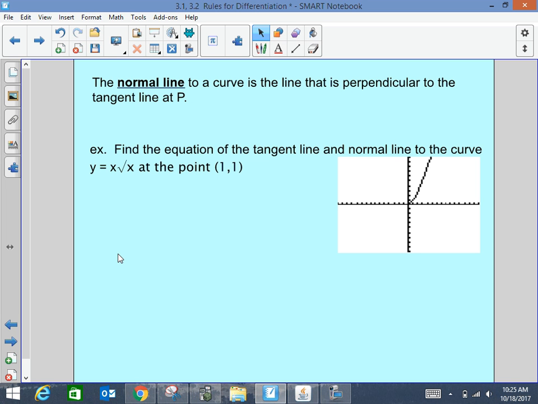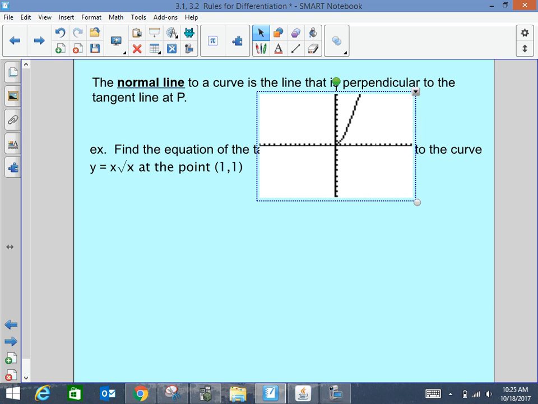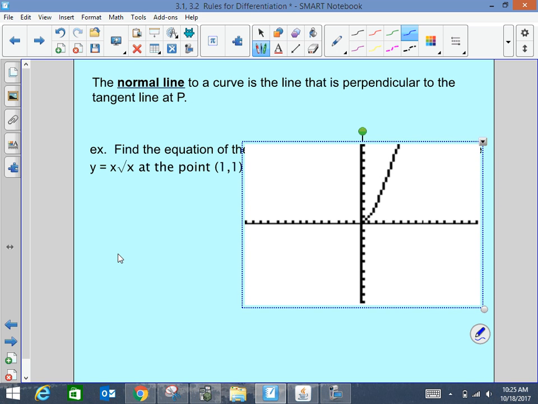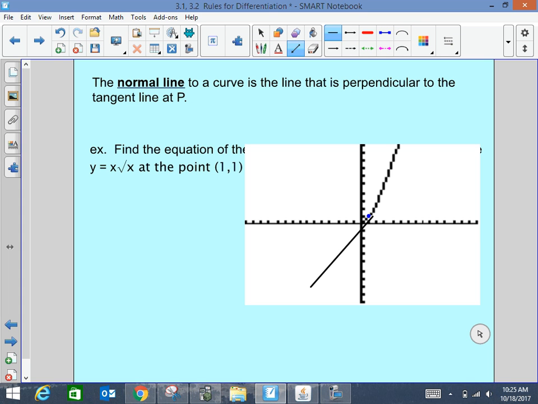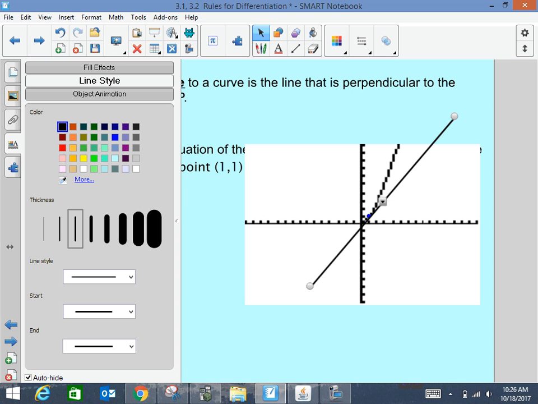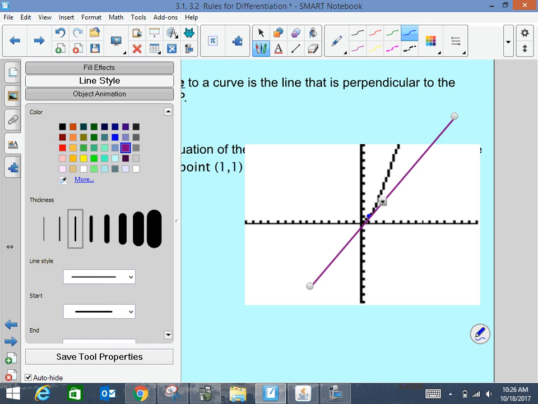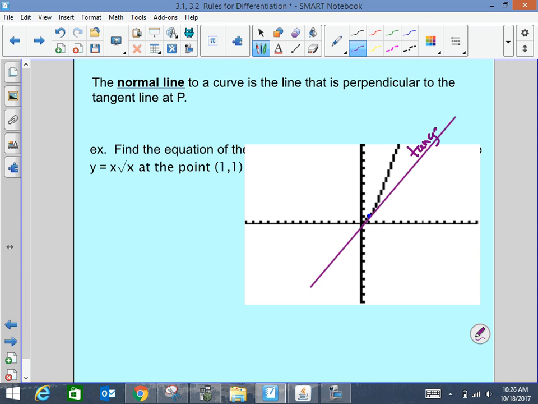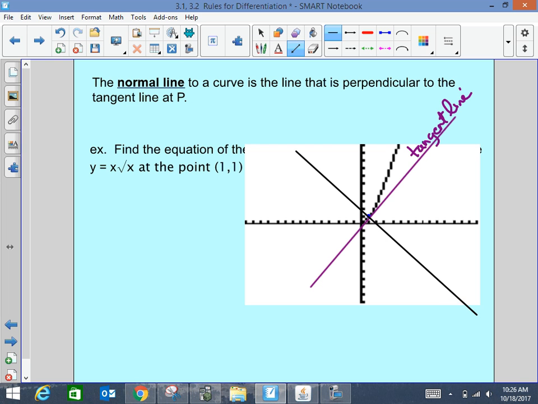Okay, the normal line is the line that is perpendicular to the tangent line. Okay? So let's say we're at 1, 1, which is, let's blow this way up here. Okay, so 1, 1 is right here. Tangent line looks like this, ish. All right, that's your tangent line. Your normal line goes to that same point, 1, 1, but it is perpendicular. So it looks like that.